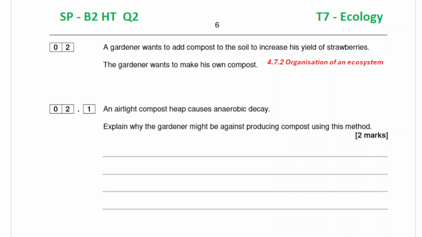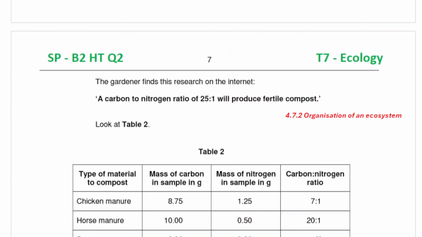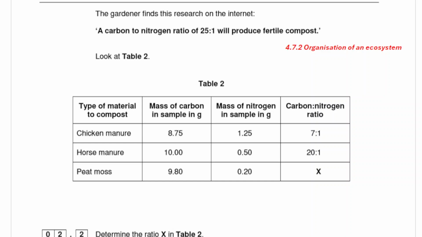So the answer, methane is produced, which is a greenhouse gas, which causes global warming. The gardener finds this research on the internet. A carbon to nitrogen ratio of 25 to 1 will produce fertile compost. Look at table 2.